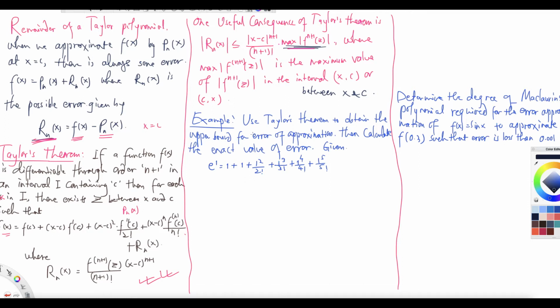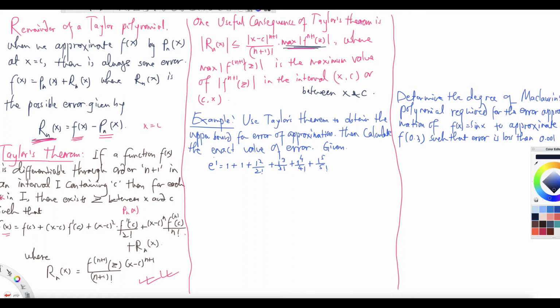Example 1. I think this is question number 48 from your book, section 9.7. It says: use Taylor's theorem to obtain the upper bound for the error in approximation, then calculate the exact value of the error. So you can calculate the exact value of the error as well.